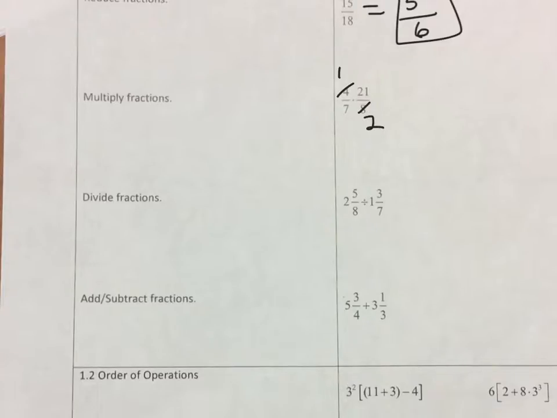7 and 21 will both cancel by 7. 7 divided by 7 is 1. 21 divided by 7 is 3. And then remember, it's just right across on each level then. 1 times 3 is 3. 1 times 2 is 2. How about 3 halves?